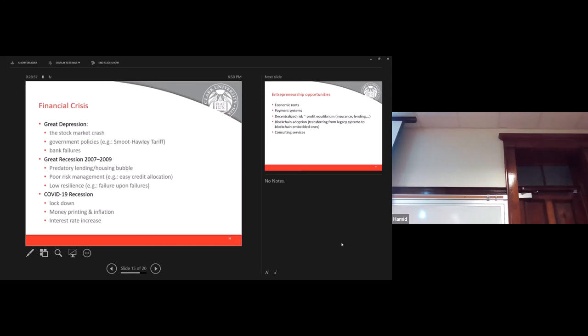And now we are in the COVID recession. Lockdown was one of the reasons. Money printing and inflation: the government printed so much money. Also, in recent months, we had a big increase in the interest rate. Some of the money, even from the cryptocurrency market, moved to the banking system where they pay more interest.